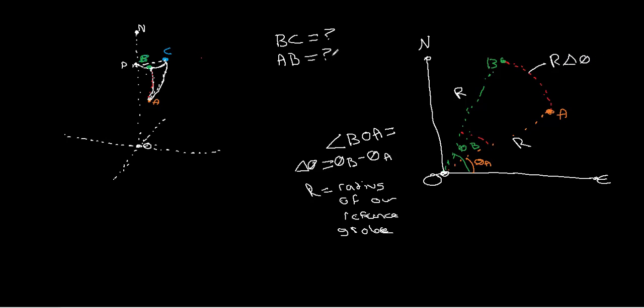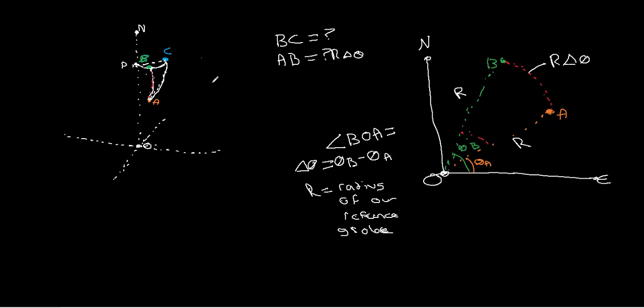So we know AB is going to be equal to r delta theta, where r, again, is the radius of our reference globe, and delta theta is the difference between A and B in radians. Okay? So what about BC? BC is a little bit trickier.